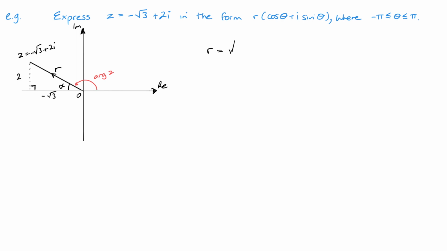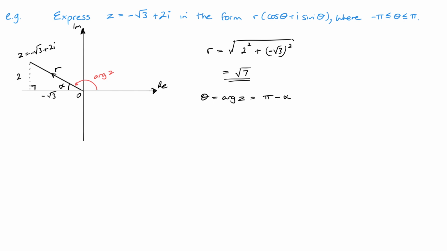So square root of 2 squared plus minus root 3 squared. So 2 squared is 4, and minus root 3 squared is 3. So this is going to be root 7 here. Now next I want to find theta. Now theta is my argument of z, my arg z. And this is basically now going to be pi minus that value of alpha.